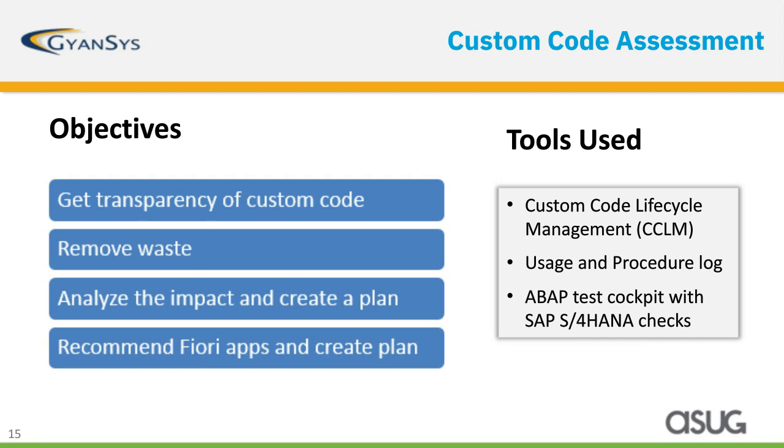We come up with, there are thousands of Fiori apps. Maybe you don't need each and every Fiori app, because it's kind of lost in that library. So you really help there with what kind of Fiori apps you really need for each of your processes. Tools used for any kind of custom code, again, these are standard things SAP provides: CCLM and UPL and ABAP Test Cockpit. Those are the tools we use in code assessment. Next.